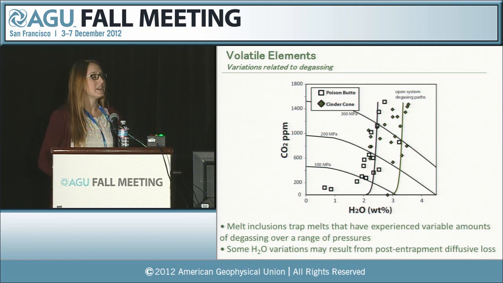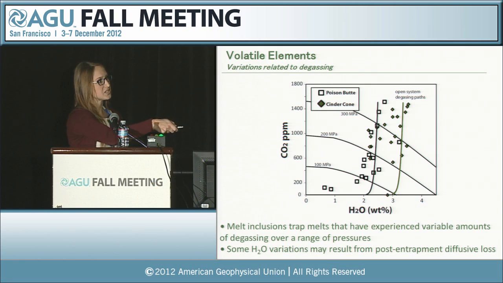But before we can compare our volatile data from melt inclusions to these other fluid mobile trace elements, we must understand their variations that are related to degassing. Here I have CO2 versus water for two of the cones in our transect, Poison Butte and Cinder Cone.